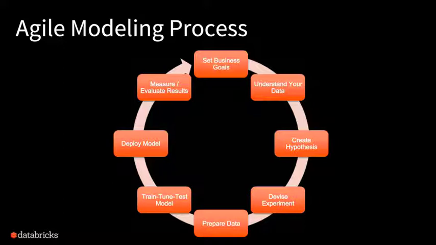Then you go through the actual modeling process. You prepare your data, you train, tune, and test your model. You deploy your models to whatever your environment is, and you measure and evaluate your results. And then you rinse and repeat. So again, this is an example of the life cycle of an Agile modeling process. This is very similar to Scrum or to things like CRISP-DM from data mining. The whole idea is you want to have something Agile that you can apply to your overall data science projects.